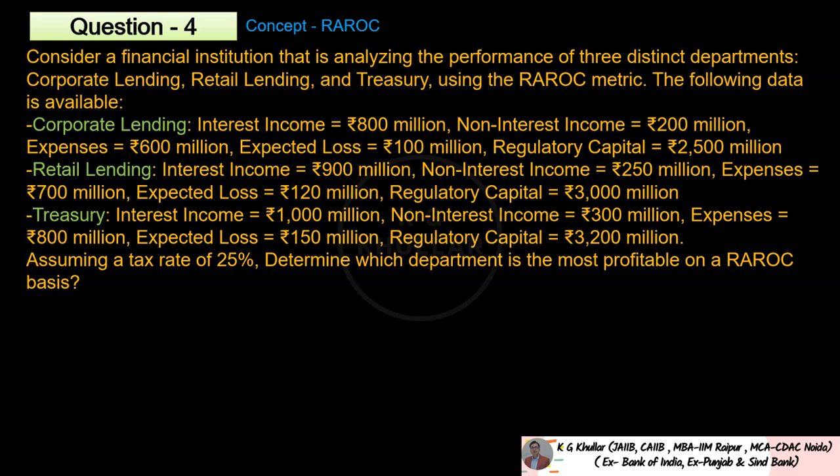Now, assuming a tax rate of 25%, determine which department is most profitable on a RAROC basis, and these options are given to you.